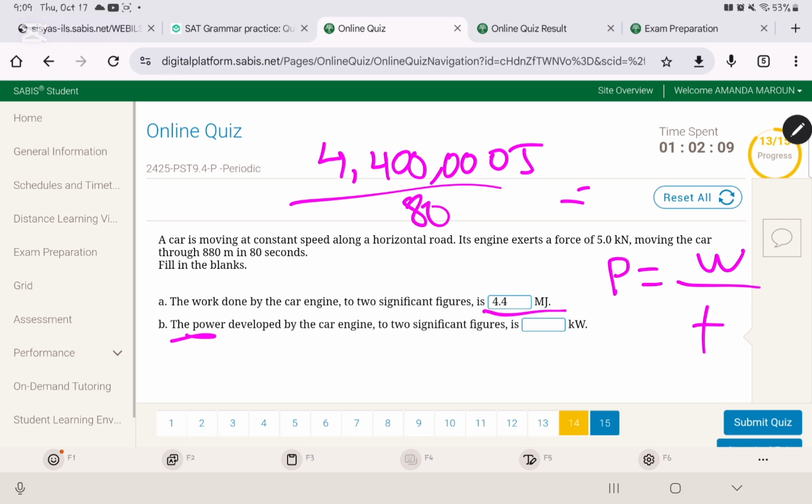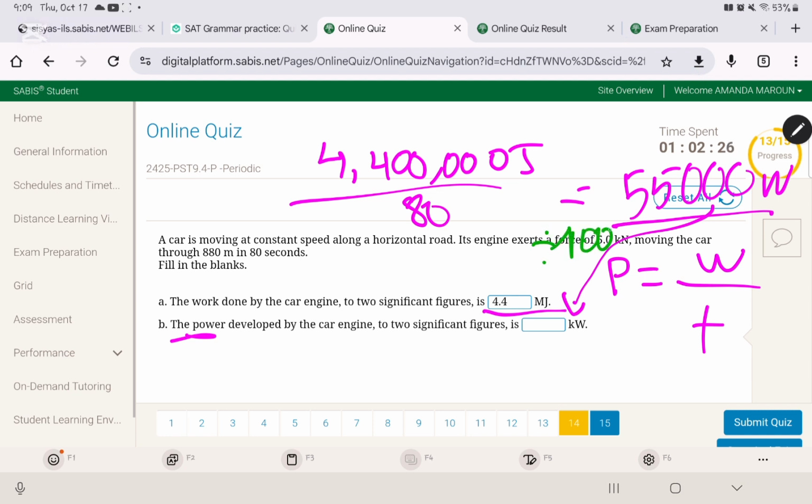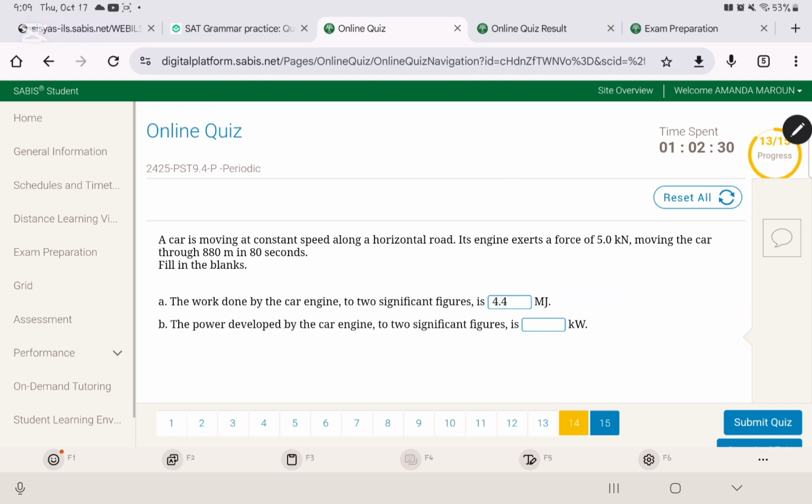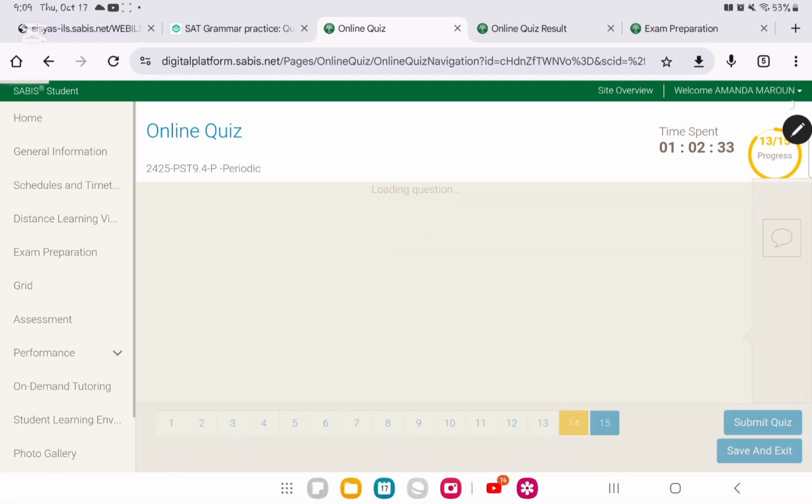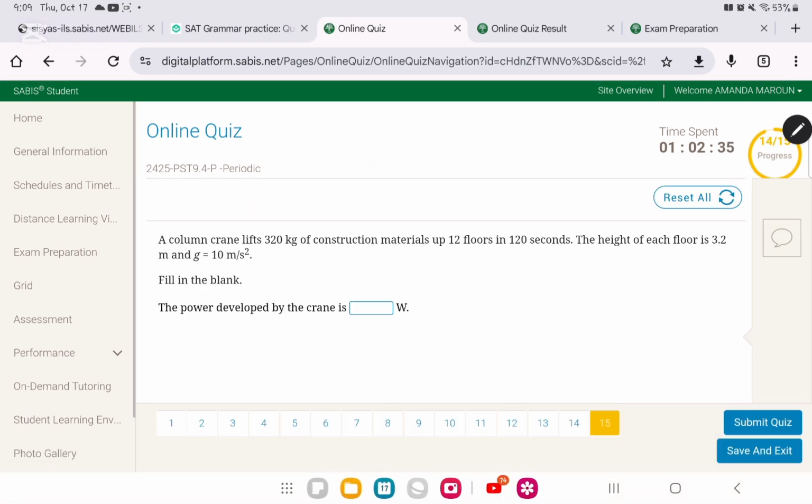If you do it on the calculator, 4,400,000 divided by 80, you will get 55,000. This is in what? In watts. They need it in kilowatts. So to change from watts to kilowatts, we are simply going to divide by 1,000. And so then you will get that it is 55 kilowatts.